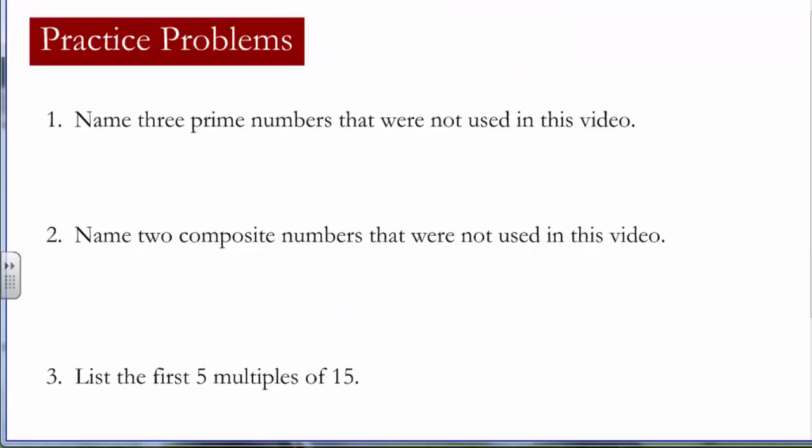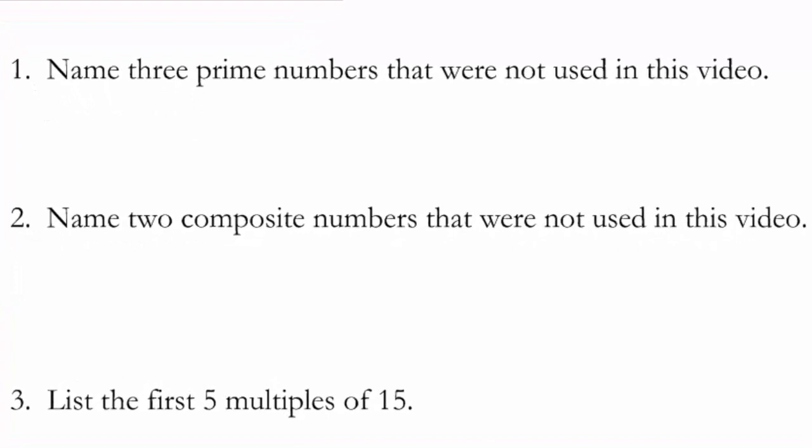All right, here are a couple problems for you to do on your own. You want to name 3 prime numbers that were not used in this video. So you could name a number like 11. 11 is prime, and we didn't say that in this video here. 31 is prime. We didn't say that in this video here. 37 is prime. There's a whole bunch of other ones you could have chosen.